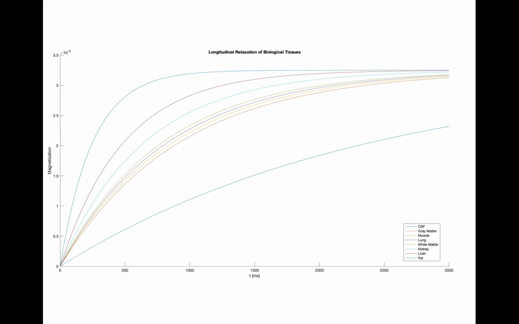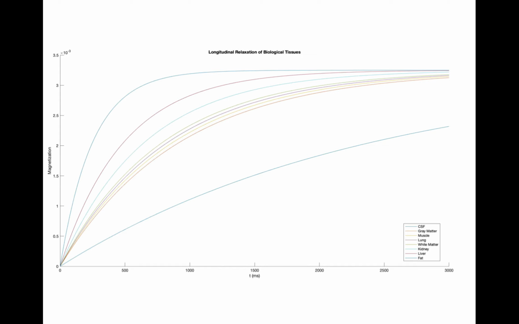I have implemented the equations derived for these concepts and the values given in the table in MATLAB and completed my simulations. Namely, I have compared the CSF, gray matter, muscle, lung, white matter, kidney, liver, and fat tissues in order to observe the differences of the relaxation times of these tissues.